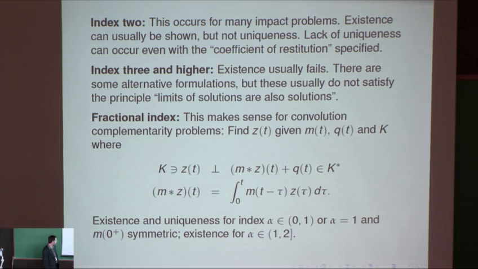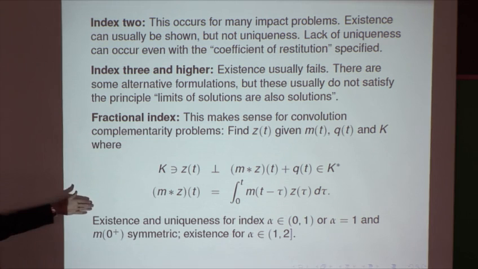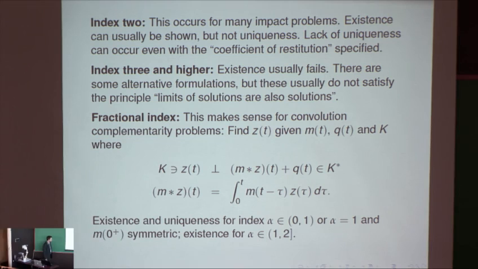These kinds of problems do have application, in particular for things like a viscoelastic rod impacting an obstacle. Purely elastic and viscoelastic rods can be dealt with in this way. If you have a purely elastic rod impacting at one end, that can be represented as a convolution complementarity problem with index alpha equals 1, and for which you can show existence and uniqueness. For a Kelvin-Voigt viscoelastic rod, which is the usual kind of viscoelasticity that we deal with, we can do the same kind of process and we'll get a convolution complementarity problem of index 1.5.